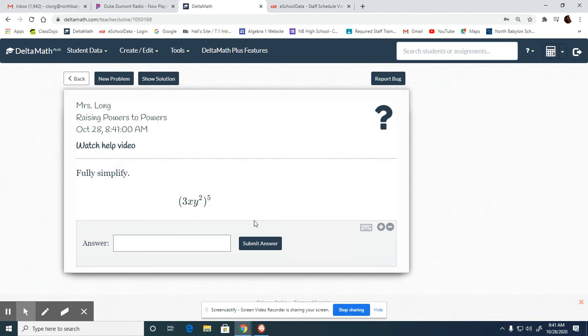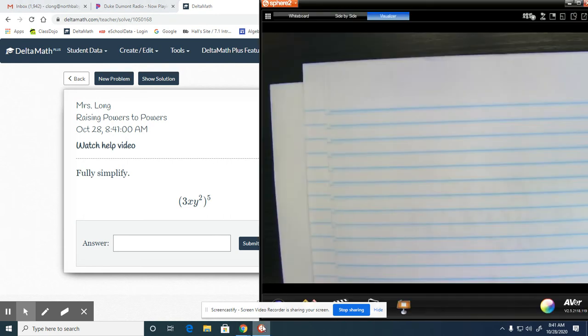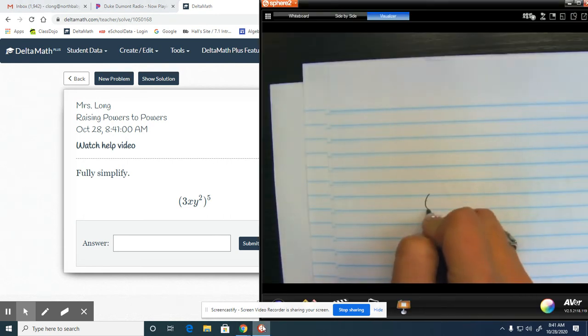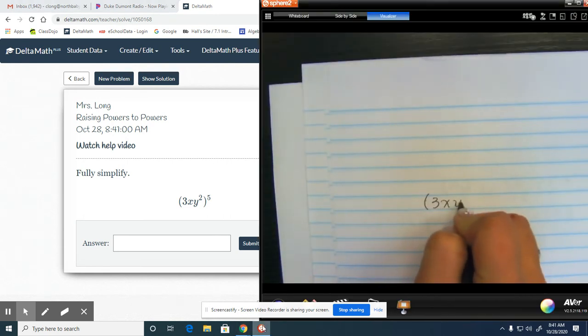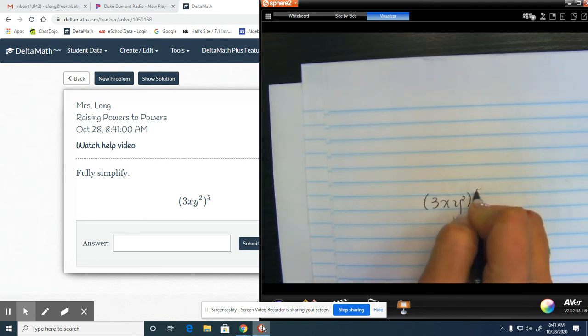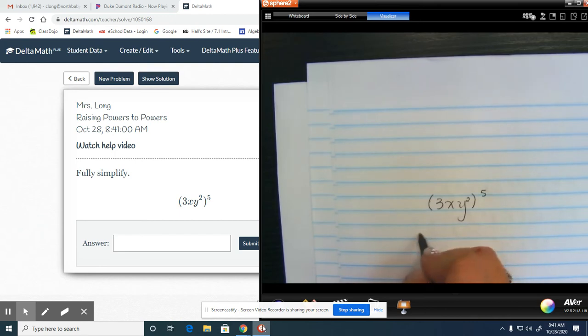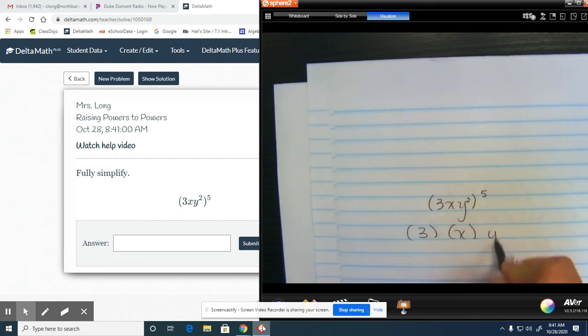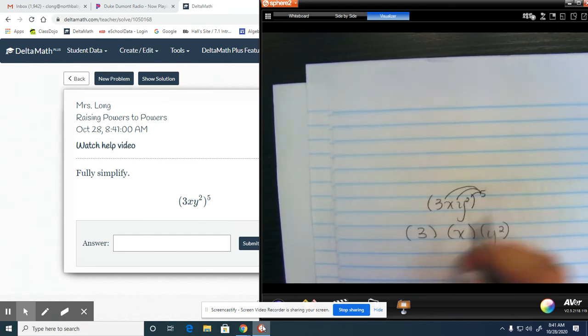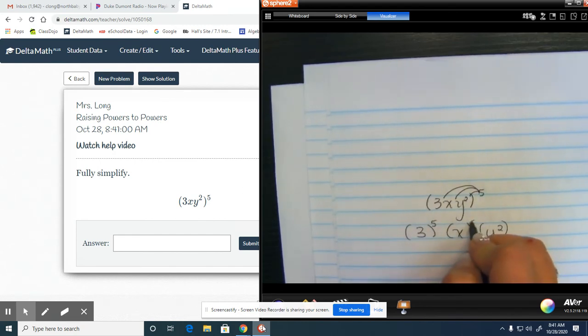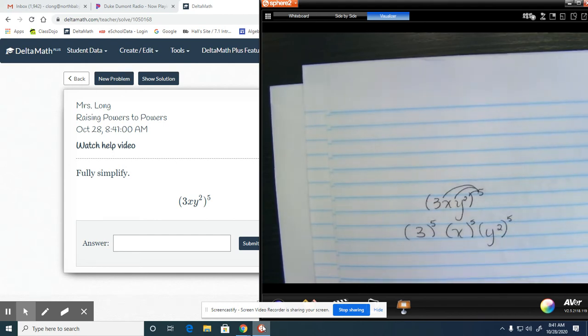So now for this one, let me get my other screen. We have 3xy squared all to the 5th. So for this one, I'm still going to break it up. So I'll have the 3, I'll have the x, and I'll have the y squared. But I have to distribute the exponent. So this will get it to the 5th, this gets it to the 5th, and this gets it to the 5th.